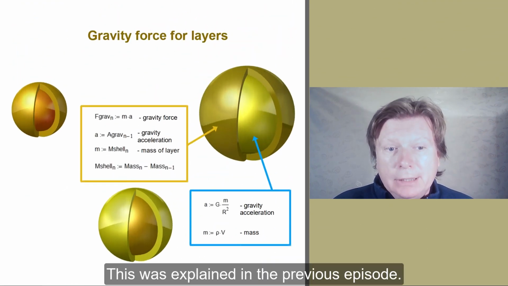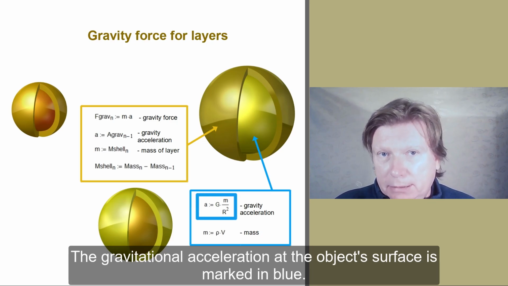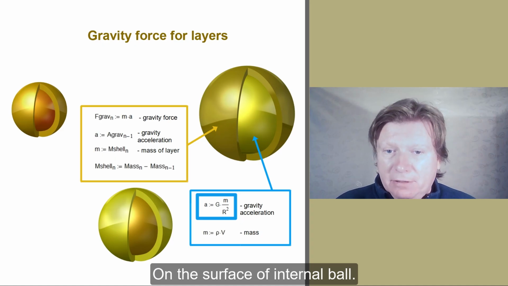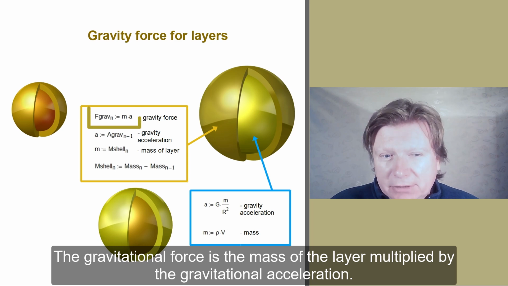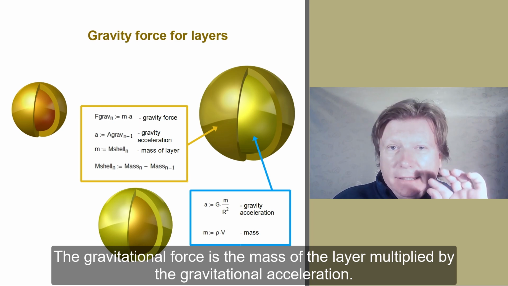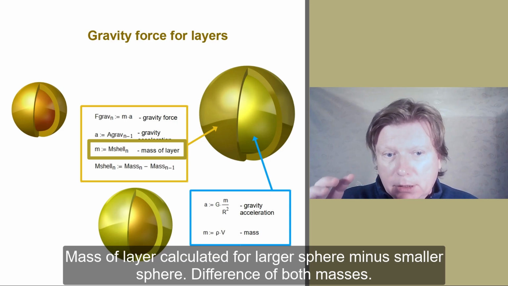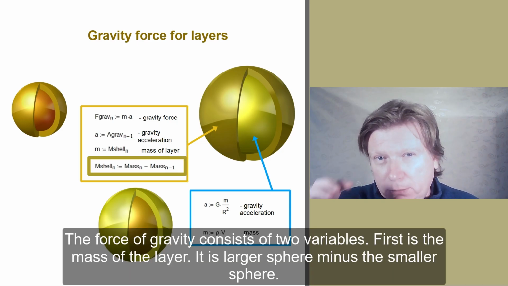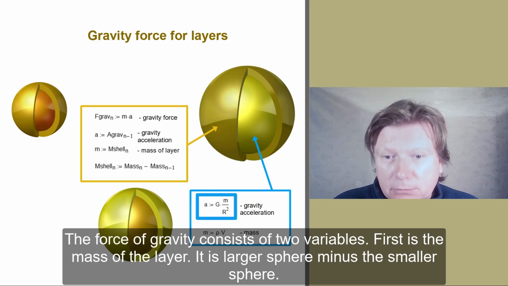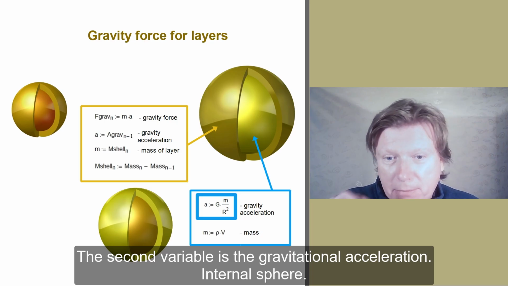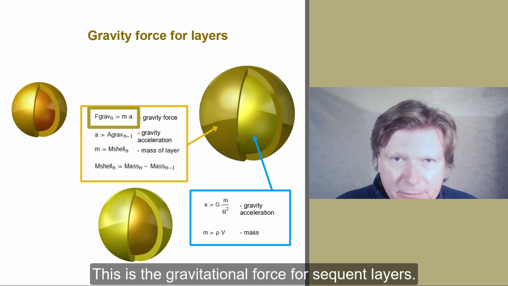This was explained in the previous episode: the gravitational acceleration at the object's surface is marked in blue on the surface of the internal ball. The gravitational force is the mass of the layer multiplied by the gravitational acceleration. Mass of layer calculated for larger sphere minus smaller sphere, the difference of both masses. Force of gravity consists of two variables. First is the mass of the layer. Second variable is the gravitational acceleration, internal sphere. This is the gravitational force for sequent layers.